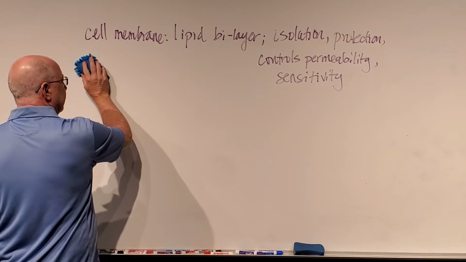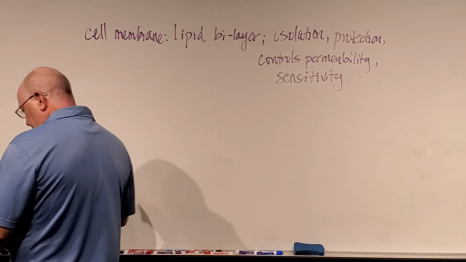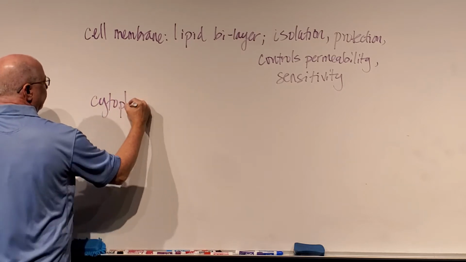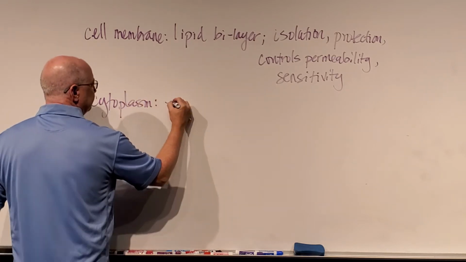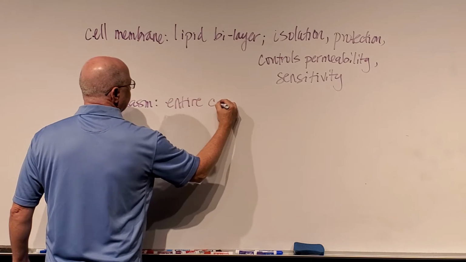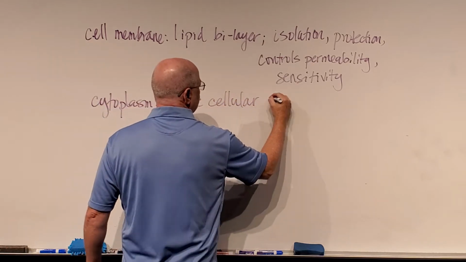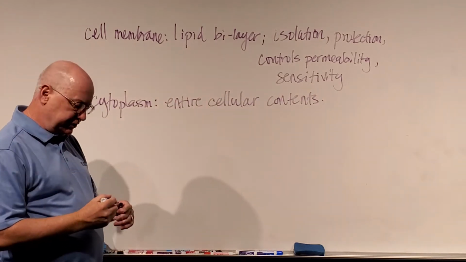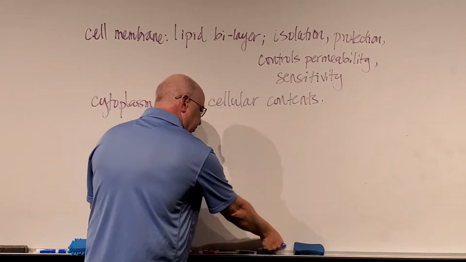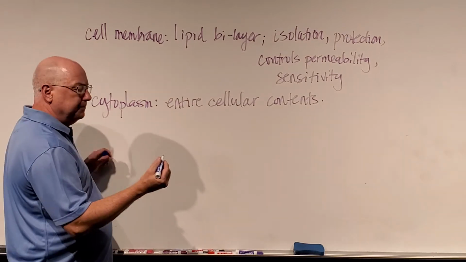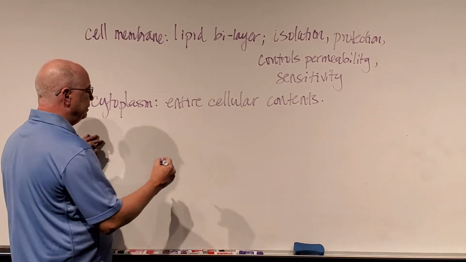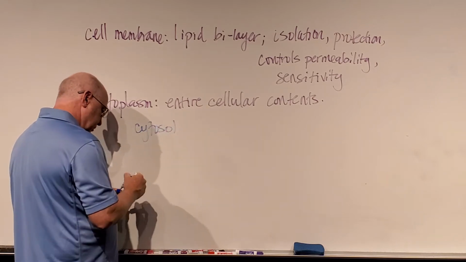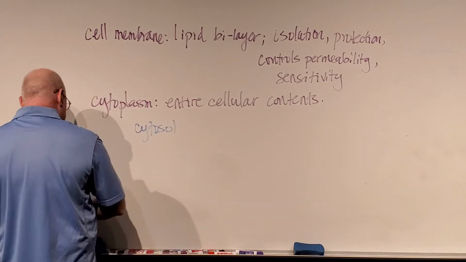Now the second organelle that's listed on our list of things to know is called the cytoplasm. And the way that I define this is the cytoplasm is the entire cellular contents. It's everything inside the cell. And I'm going to switch markers because this one's getting a little bit weak, but there are two major components to the cytoplasm. There's a stuff called the cytosol, plus the additional organelles.